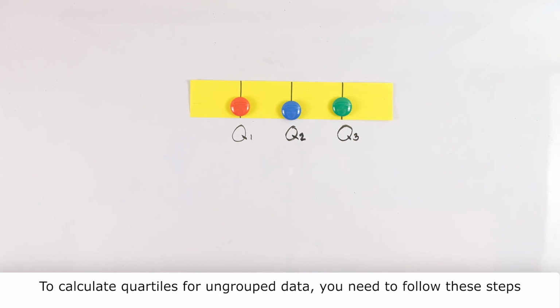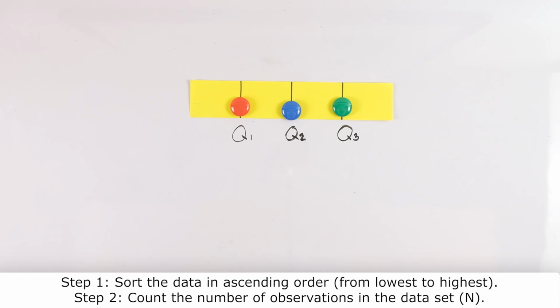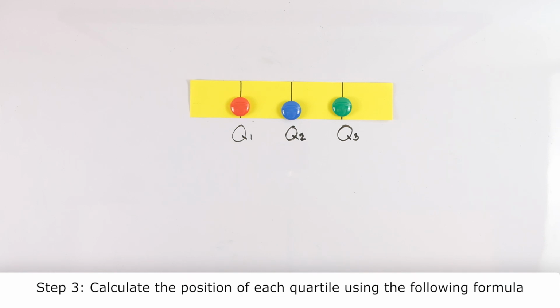How to calculate quartiles? To calculate quartiles for ungrouped data, you need to follow these steps. The first one is to sort the data in ascending order, from lowest to highest. Step 2, count the number of observations in the data set. Step 3, calculate the position of each quartile using the following formula.